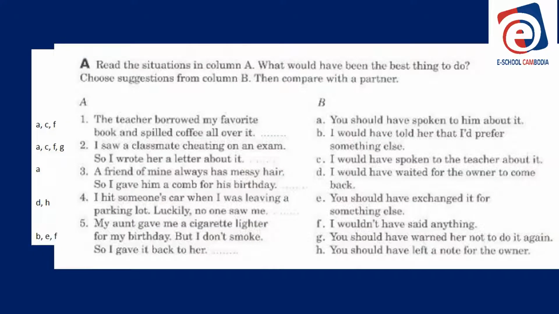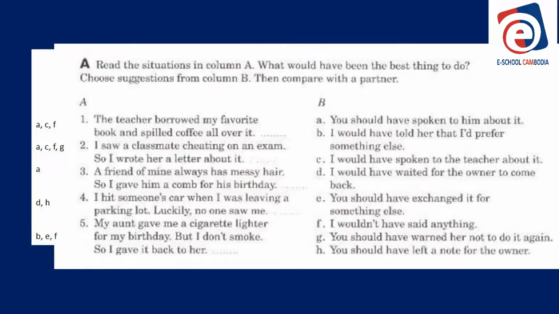Look at exercise A. Read the situations in column A. What would have been, past tense, what would have been the best thing to do? Choose suggestions from column B. So this is similar to our last exercise like this, and there's more than one correct answer. Because there's more than one correct answer, you can see on the left, I wrote possible answers. All right? And so this is your assignment. I gave you the answers, but I want you to choose for the 5 questions.